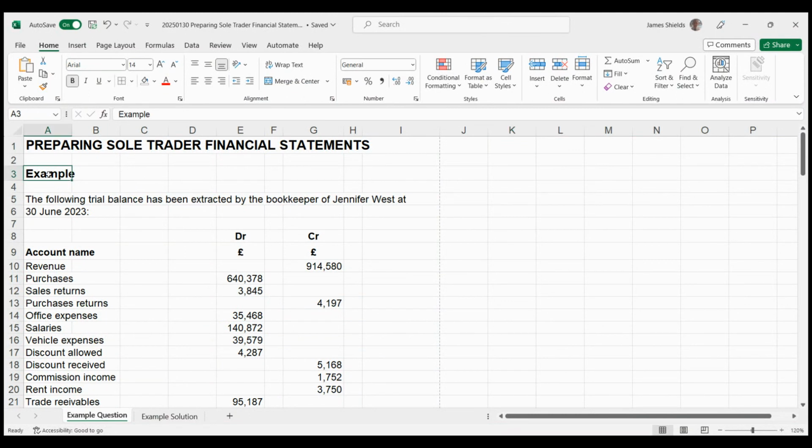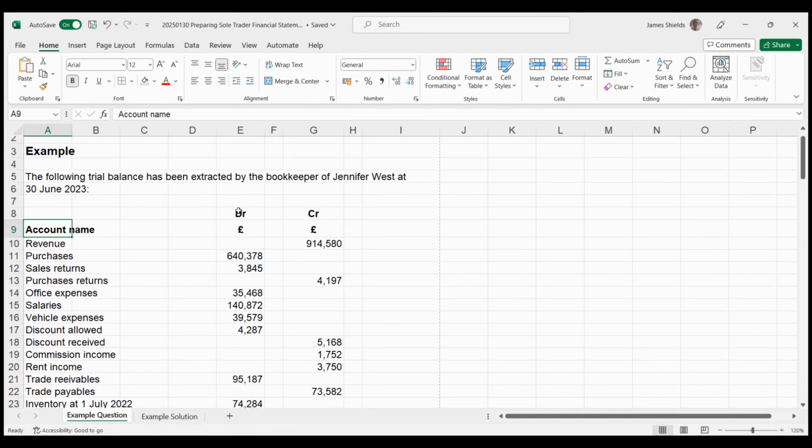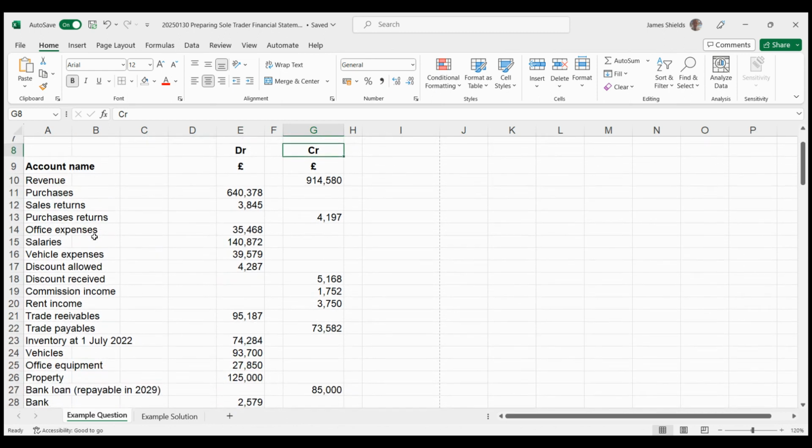So let's look at an example now. The following trial balance has been extracted by the bookkeeper of Jennifer West at the 30th of June 2023. The bookkeeper is the person that maintains the accounting records for the business. It's got three columns here: the account name, the debit column, and the credit column. The debit column is assets, expenses, and drawings, and the credit column is liabilities, income, and capital. So all the various account names are given with the actual amounts for each account name. Now we'll be going through these in a few moments.